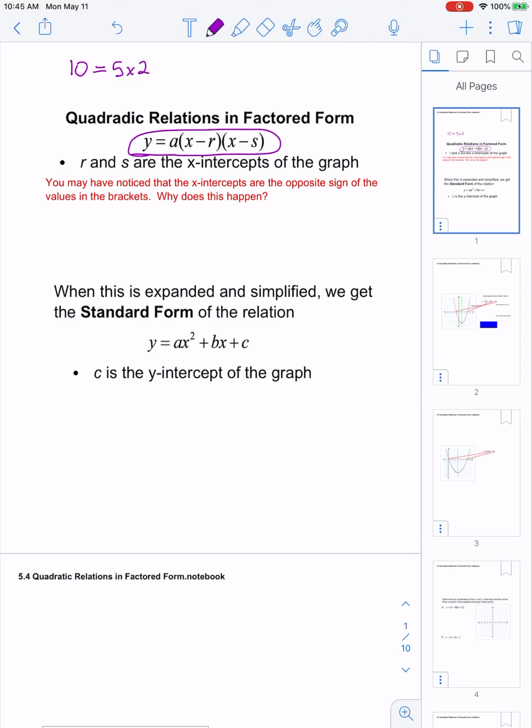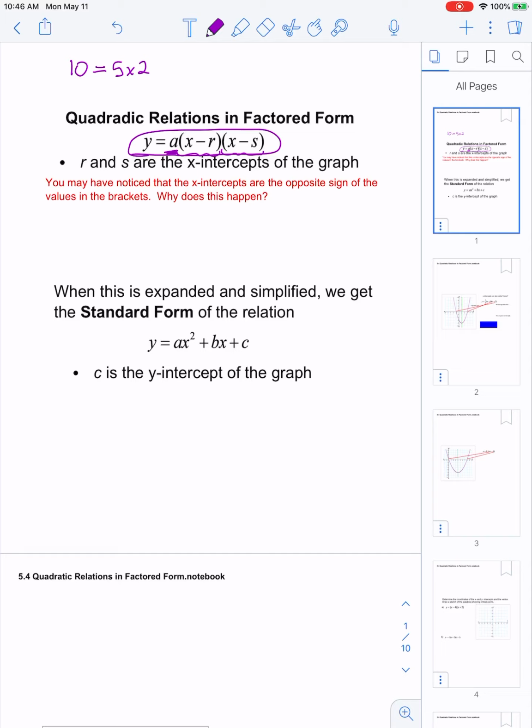So it's all multiplication. This a is being multiplied by this x minus r and this x minus s. Algebraically, there's usually some addition and subtraction going on in factoring because there's generally addition and subtraction going on in the original question. You may have noticed that the numbers in the brackets actually have the opposite sign of what the x-intercept turns out to be.